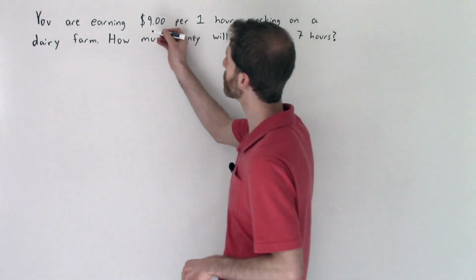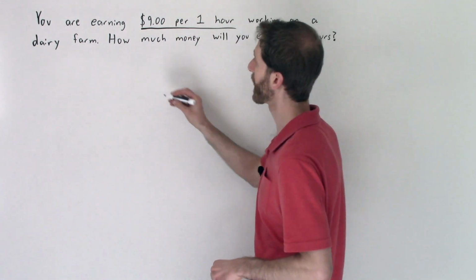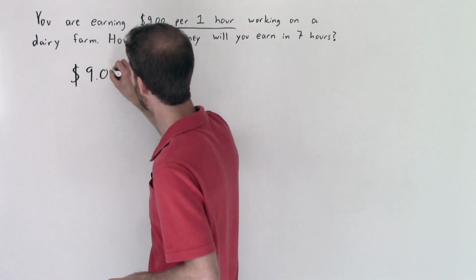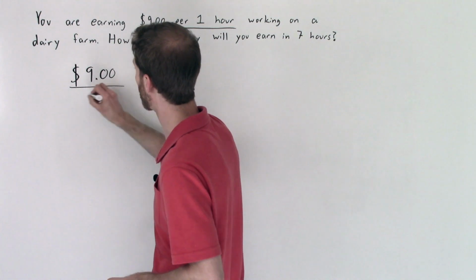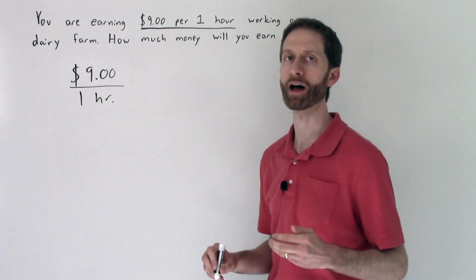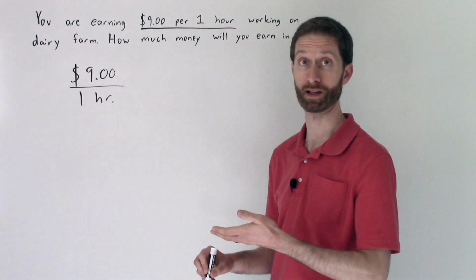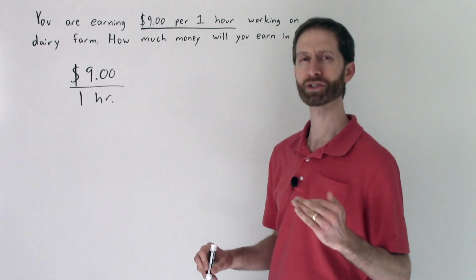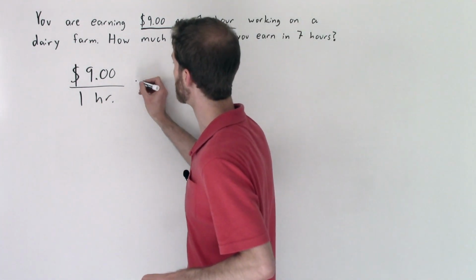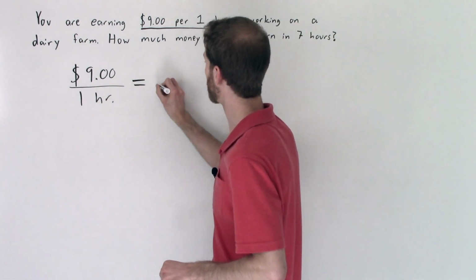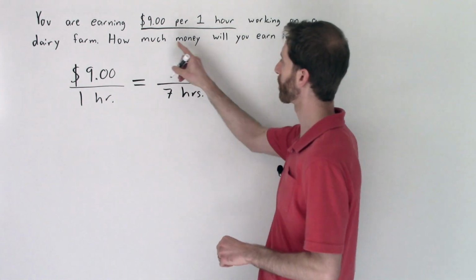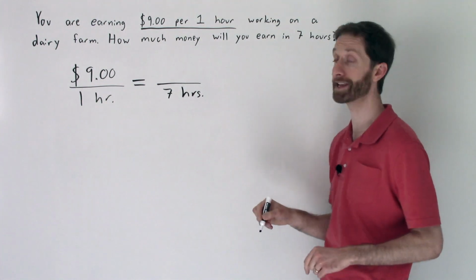We see that we have a unit rate right here in the problem, $9 per 1 hour. So I'm going to write that out, $9 per 1 hour. Now essentially what we want to do is find another rate that is equivalent to this over 7 hours. So it's kind of like we're undoing the unit rate. Well, so this is going to need to be equal to something per 7 hours. Right, we know that we need to get to 7 hours because we want to know how much money will be earned in 7 hours.